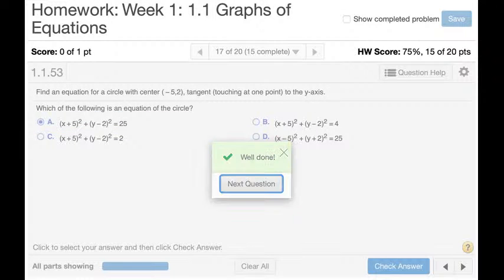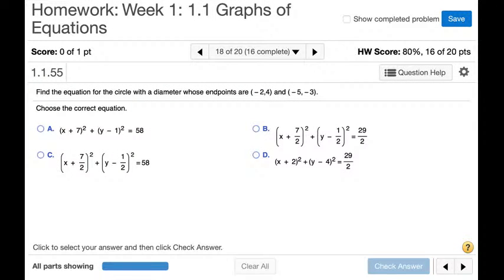The equation of the circle whose endpoints are this. I feel like I need to write this one down. I was trying not to. Let me write it down. All right. We're almost done with this one. This is number 18. It comes from section 1-1, number 55. Circle.